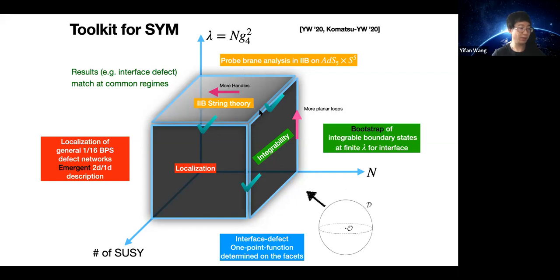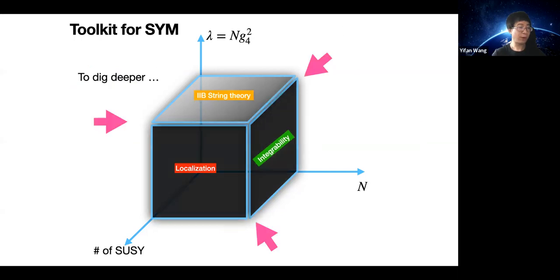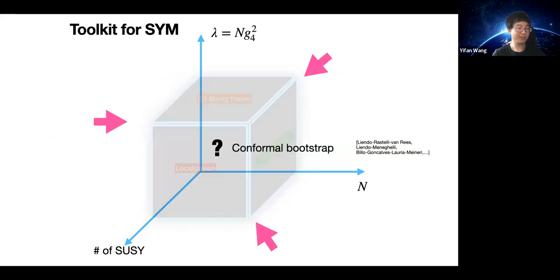So in the end, we have determined completely this interface defect one-point function on all the dark regions of this parameter space. Of course, one would like to go deeper into the parameter space and completely determine this observable, but that requires some additional method, and that's potentially the conformal bootstrap method, which I'll comment on later in this talk.